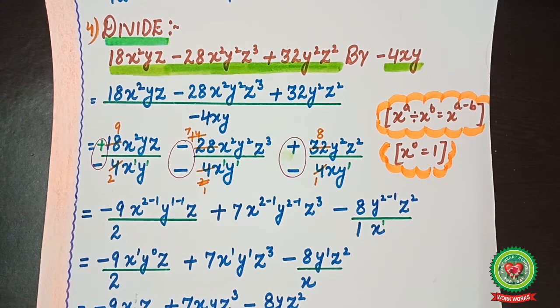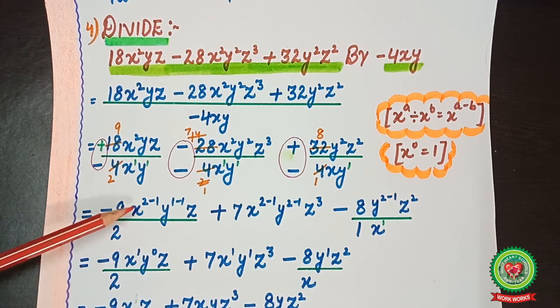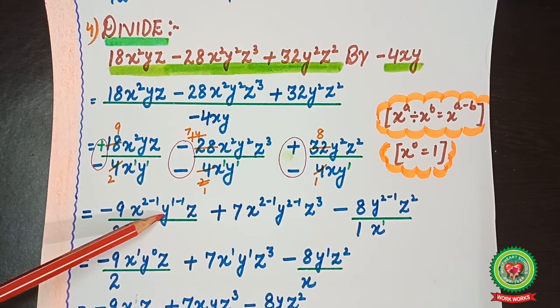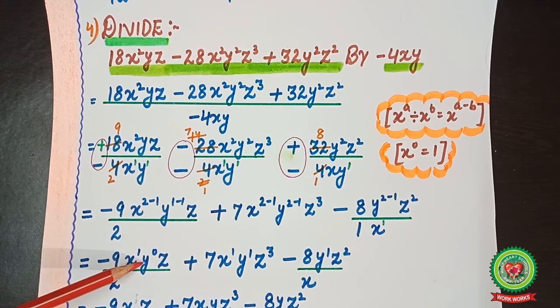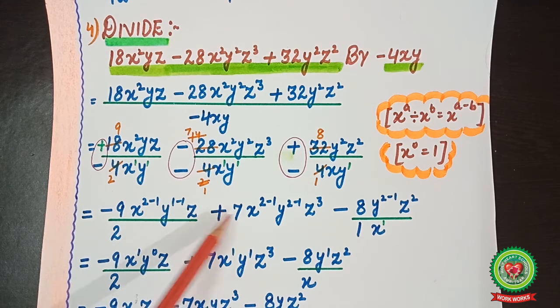Right? Next one is how to solve these. Minus 9 upon 2, x raised to power 2 minus 1, that is x raised to power 1, y raised to power 1 minus 1, that is 0. You have to write here y raised to power 0 and z as it is. Next is plus 7, x raised to power 2 minus 1, that is 1, y raised to power 2 minus 1, that is 1, z raised to power 3. Minus 8 upon x. If I'm not writing here 1, hardly matters. So you have to write here 8 upon x, y raised to power 2 minus 1, that is 1, z raised to power 2. Clear?